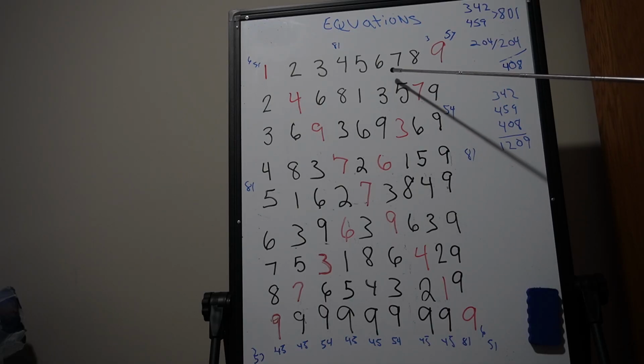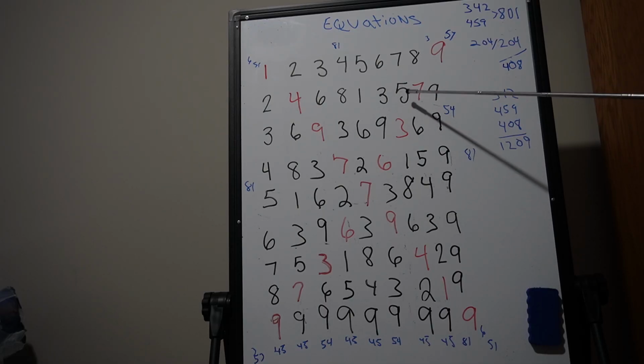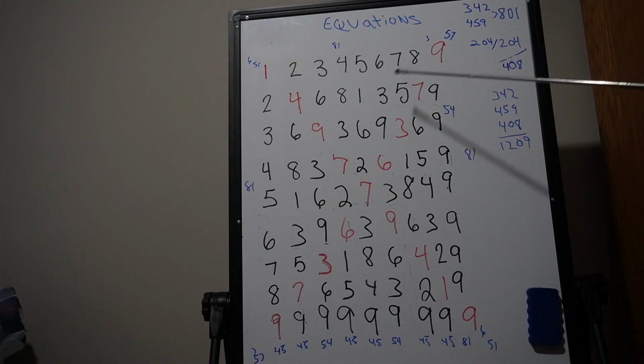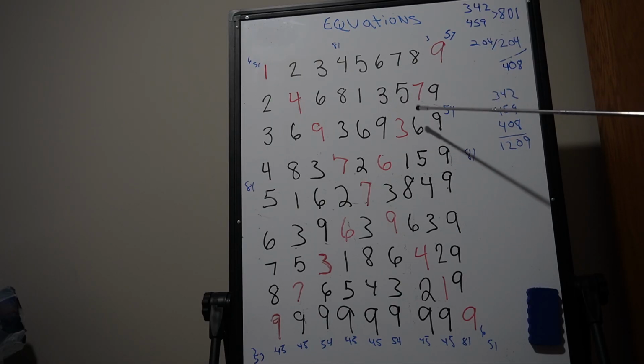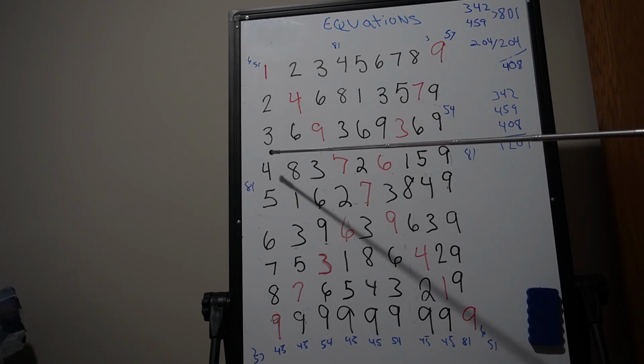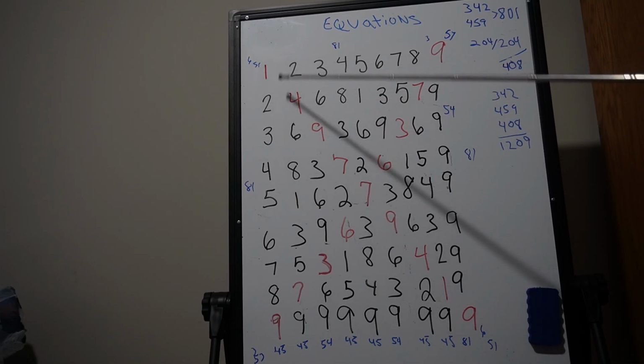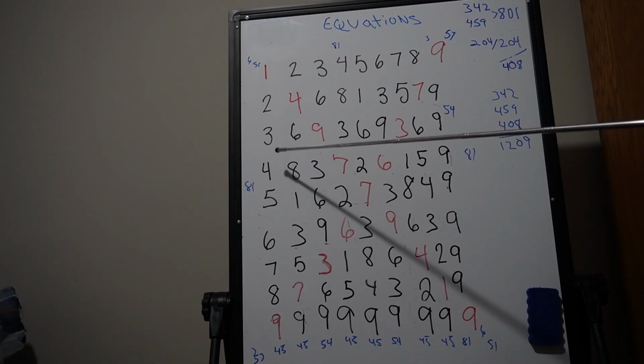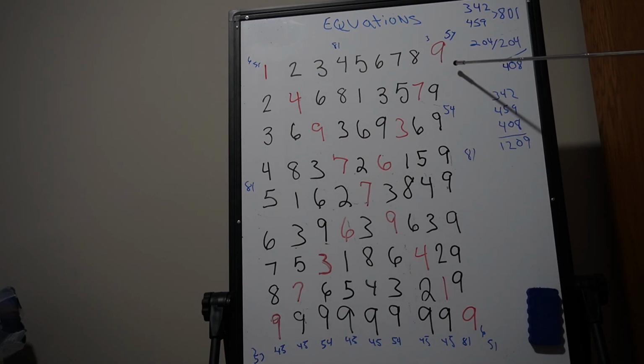2 times 7 is 14. You break that down, that's 5. 2 times 8 is 16. You break that down, that's 7. And then 2 times 9 is 18. You break that down, that is 9. And you do that for each number here. If you want to find a pattern, you just times it by in this sequence here. And that's how you get your unique pattern.